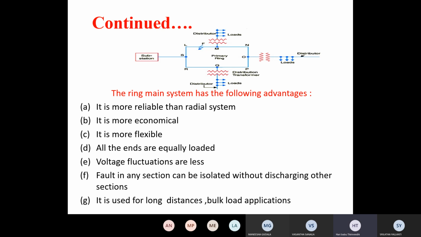So because of the disadvantages, the far-end distributor is heavily loaded and voltage fluctuations are more, right? So radial systems are used for short distances only, that's why in rural areas. Whereas the ring main system has so many advantages, that's why it is used for long distance and bulk load applications.